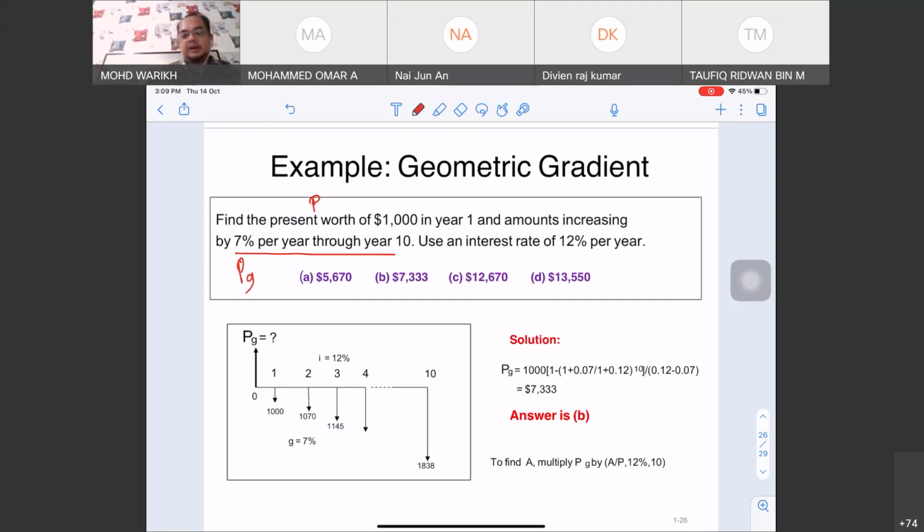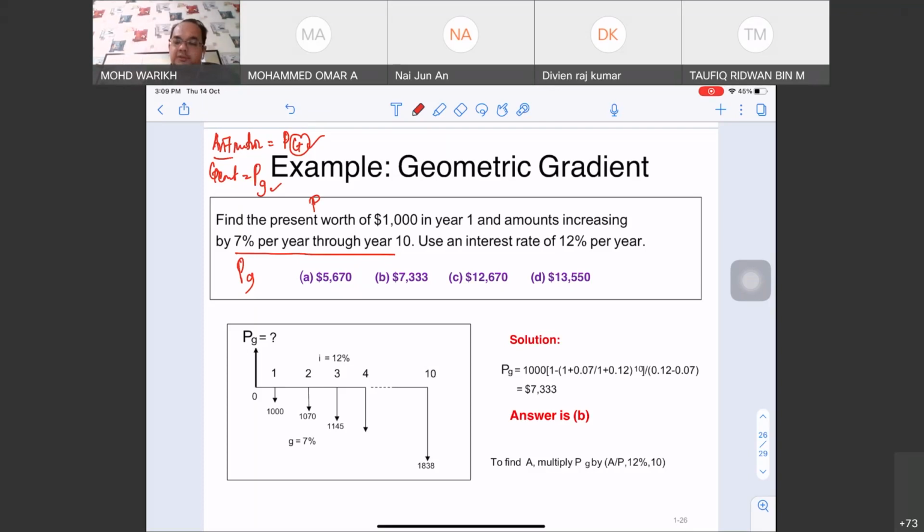Earlier for the arithmetic, we use the capital G. For geometric, we use the small g. Arithmetic is a capital G. For geometric, it's a small g. Make sure that the symbol is correct. Use the correct symbol.